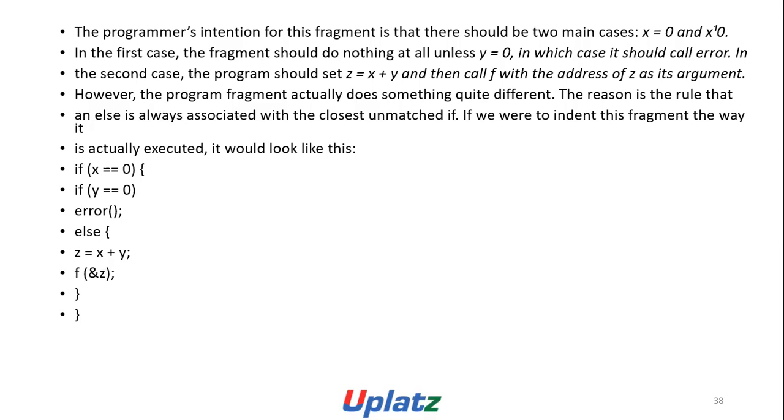The programmer's intention for this fragment is that there should be two main cases, x equal to 0 and x not equal to 0. In the first case, the fragment should do nothing at all unless y is equal to 0, in which case it should call error. In the second case, the program should set z equal to x plus y and then call f with the address of z as its argument. However, the program fragment actually does something quite different. The reason is the rule that else is always associated with the closest unmatched if.